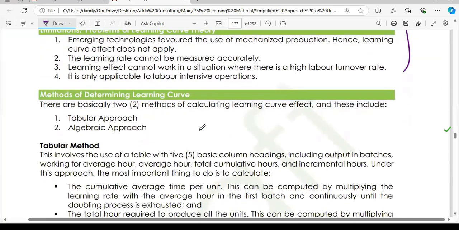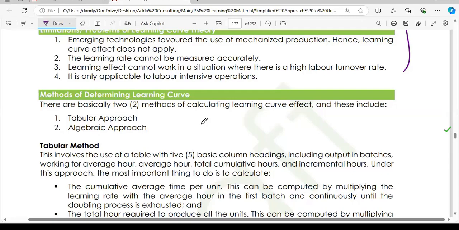Okay, so let's go to methods of determining the learning curve. In the determination of the learning curve, there are basically two methods that can be used. In fact, three, but let's focus on two. Number one is the tabular method, then two, the algebraic method. The tabular method is suitable where the required output is within the doubling range, okay?